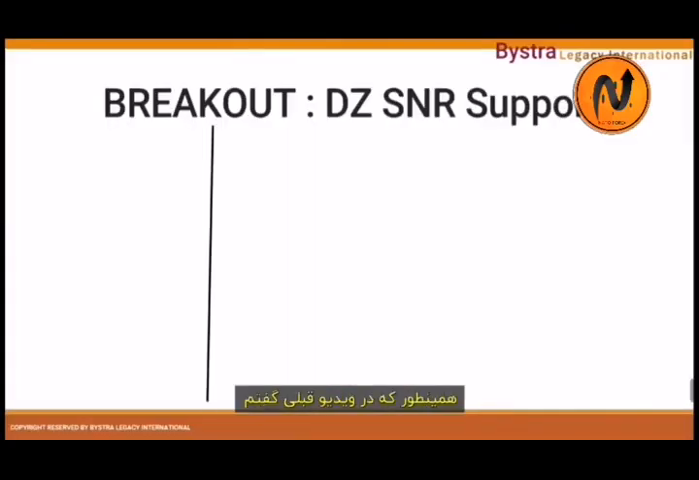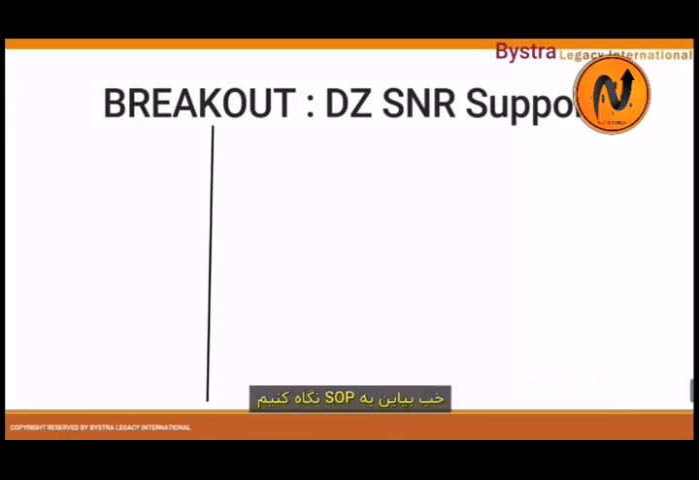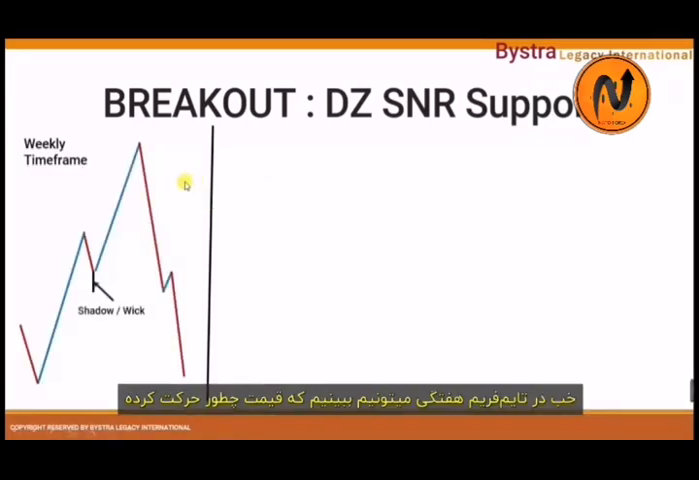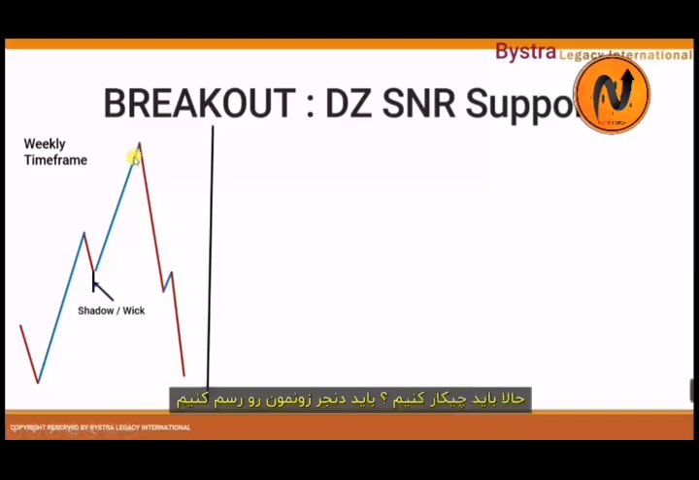As I mentioned in the previous video, breakout normally happens in the daily time frame. However, in this case, I'm going to show you an example in the weekly time frame. So let's have a look at the SOP. On the weekly time frame, we can see that this is how the price moves. This below is the support, above is the resistance. What we should do now is to mark our danger zone.